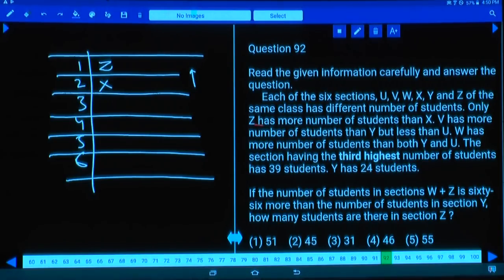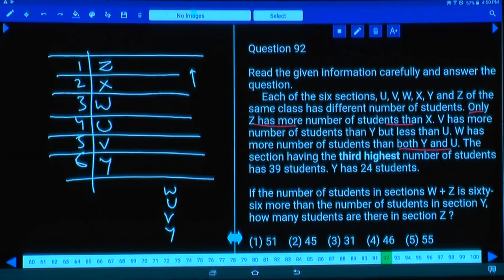Only Z has more students than X. V has more students than Y, but V has fewer than U. And W has more students than both Y and U. Hence what is the order here? W, U, V and Y.